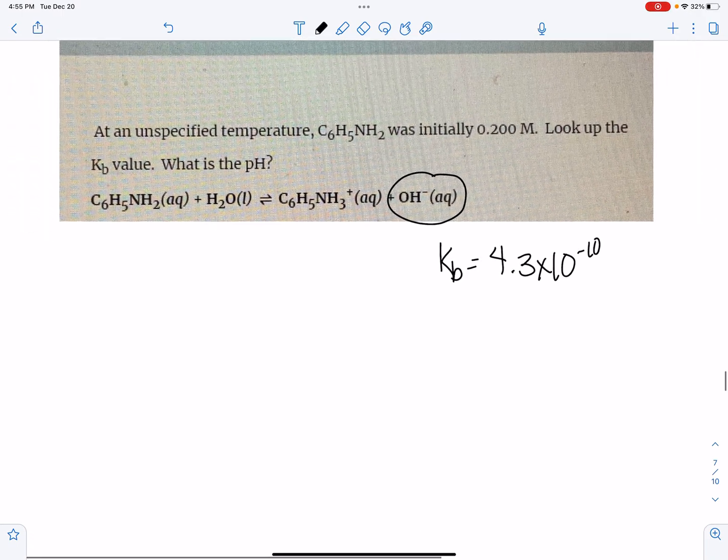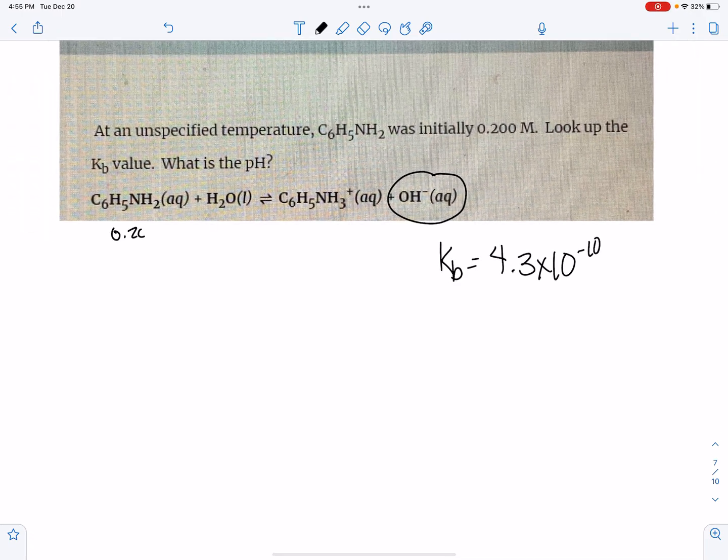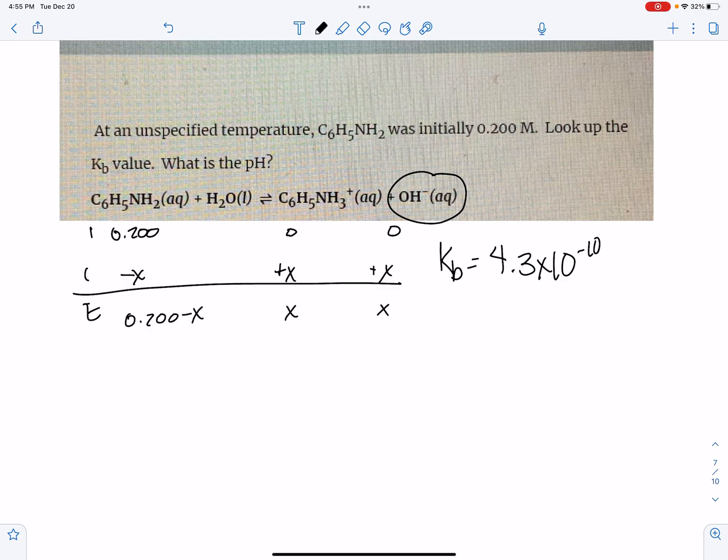It wants to know what the pH is. This is my initial amount, ICE. So minus X, 0, 0, X, and X. So hopefully you're enjoying that. We don't have any weird, crazy squared times 2 things in here. And this is my products.